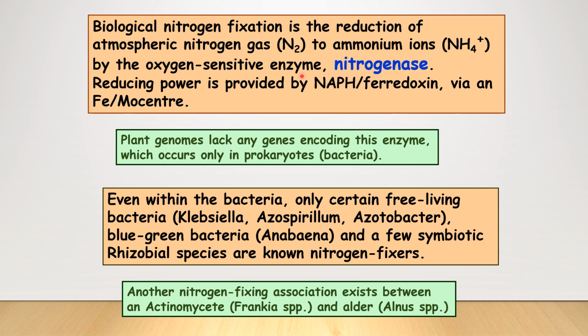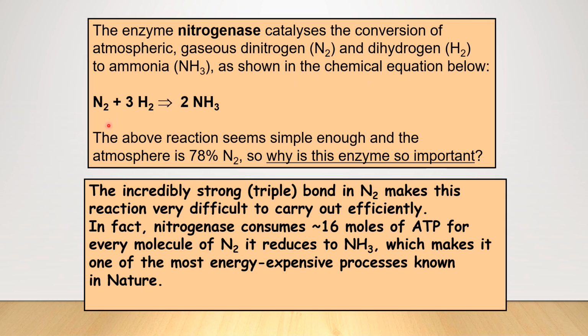So plants have to depend on these microbes. And even among bacteria, only certain free living bacteria like Klebsiella, Azospirillum, Azotobacter, some blue-green algae, and a few symbiotic rhizobial species can fix nitrogen. Another nitrogen fixation phenomenon exists with the actinomycetes and even the alder species, that is Alnus species. So the nitrogen is majorly converted to ammonia by the nitrogenase. It catalyzes the conversion of dinitrogen into ammonia as shown in this equation.